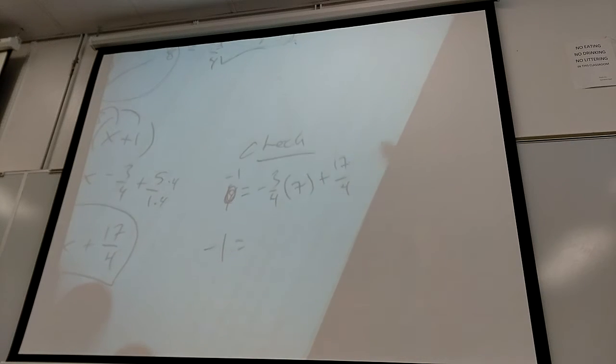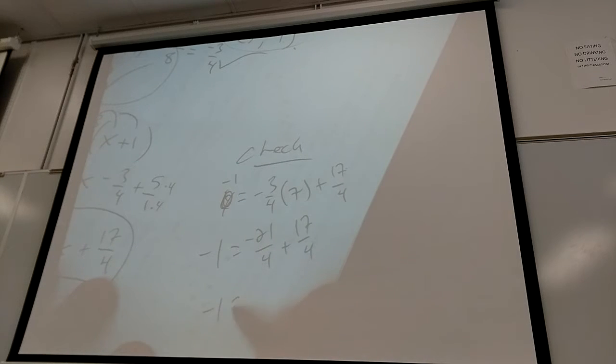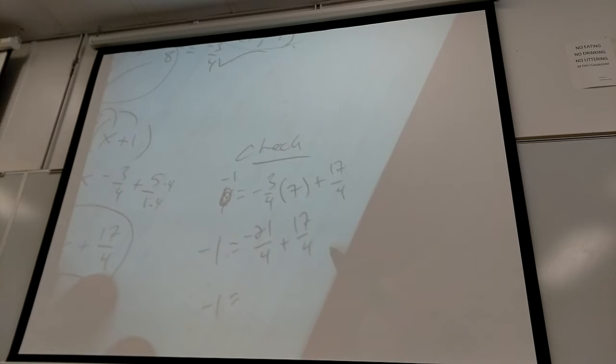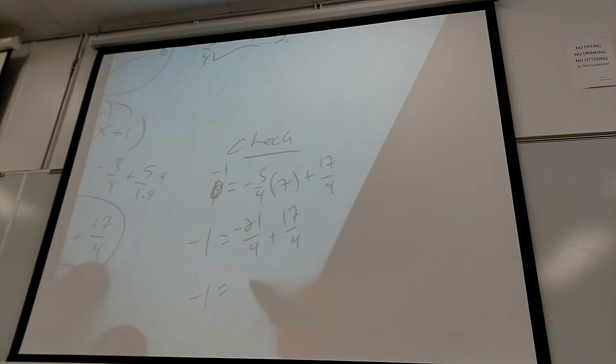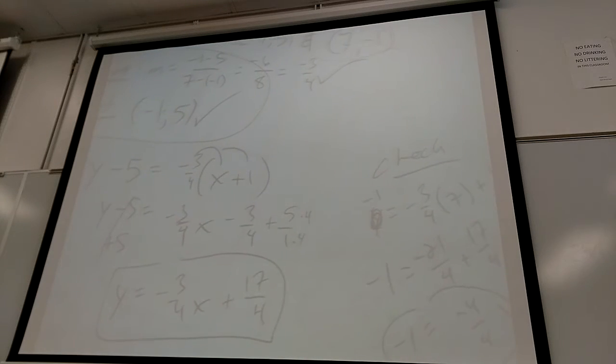So -1, is that equal to -21/4 plus 17/4? What's -21 plus 17? -4 divided by 4 is? No. -4 divided by 4 is? -1. Yes, it works. So that is the right line. It does go through both points. So you have to get the same answer.